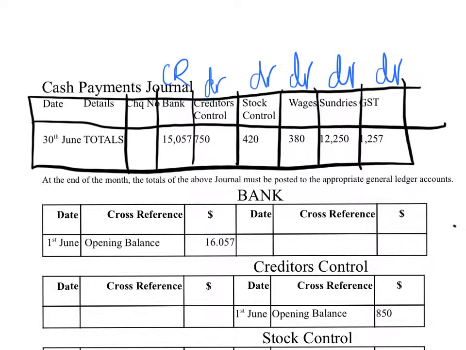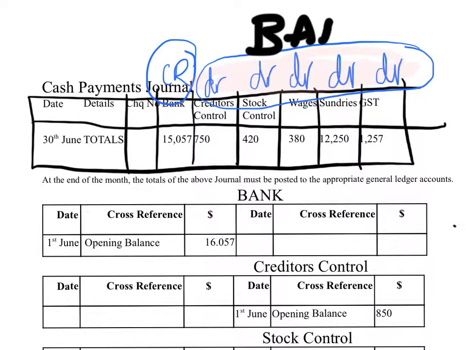The second thing that you've got to worry about is knowing what the cross references are. Note that this is the debit entry, the credit entry, and all the rest are debits. So that straight away tells you the cross reference for all these other accounts. I'll just make it obvious. For all these accounts, the cross reference would have to be bank.